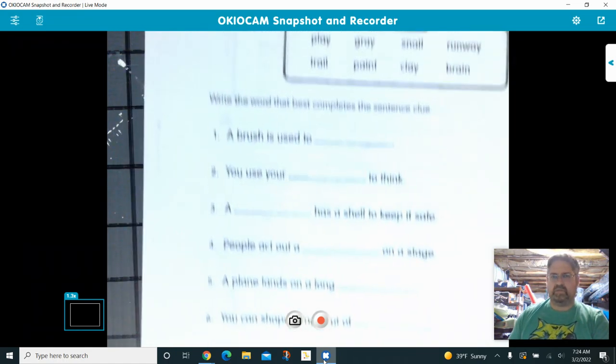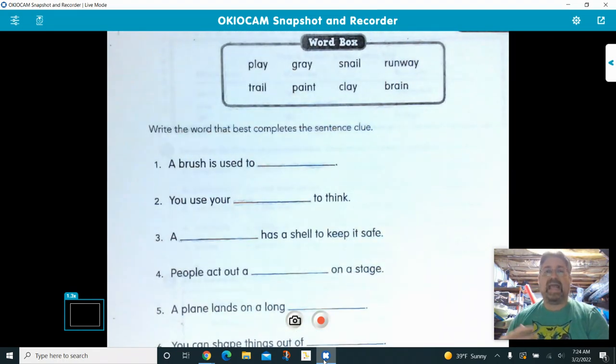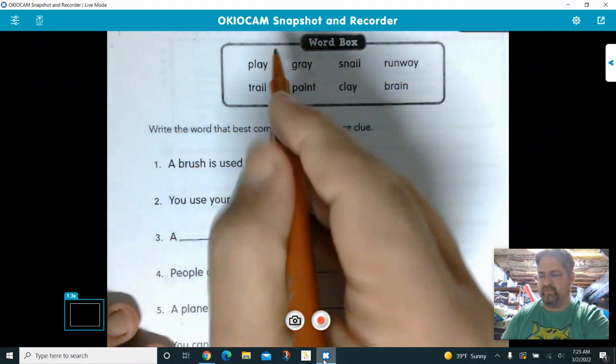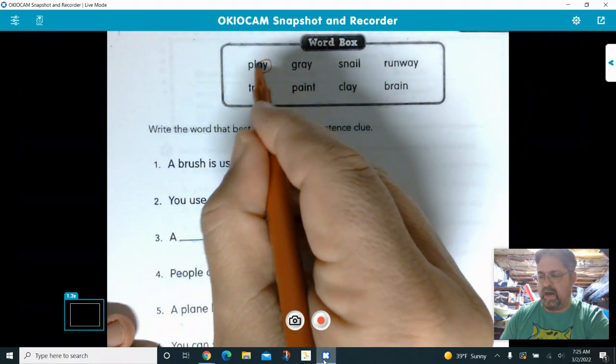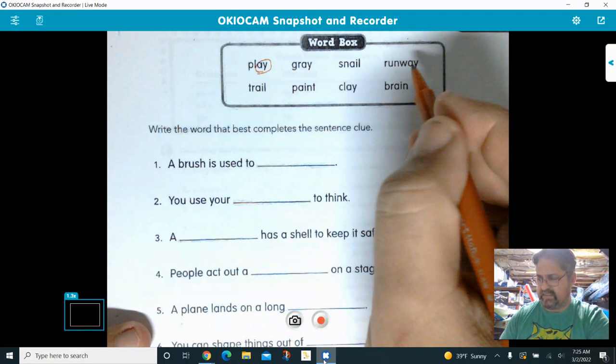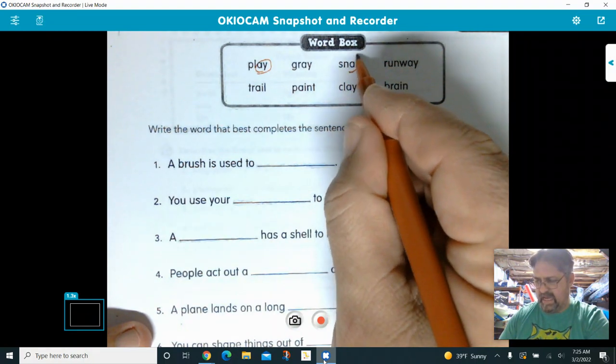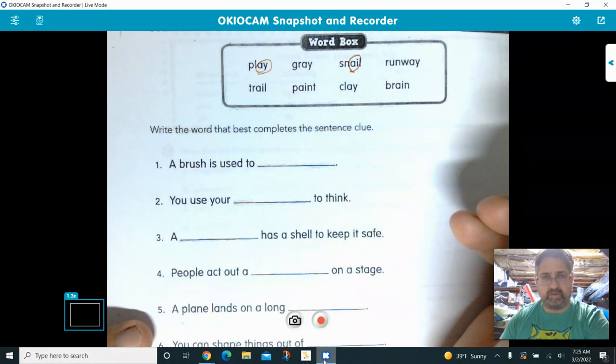Okay. So we again have a word bank with our A words. A Y, usually at the end of the word. A I, usually in the middle of the word. Paintbrush ain't gonna do me any good. So we have play with AY at the end of the word. Snail with AI in the middle of the word.